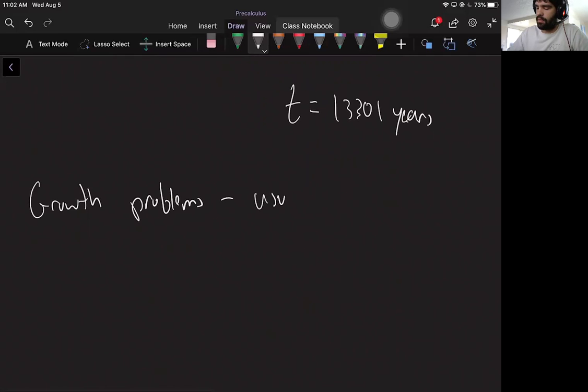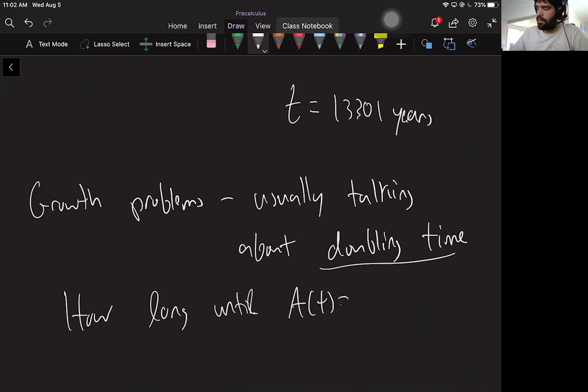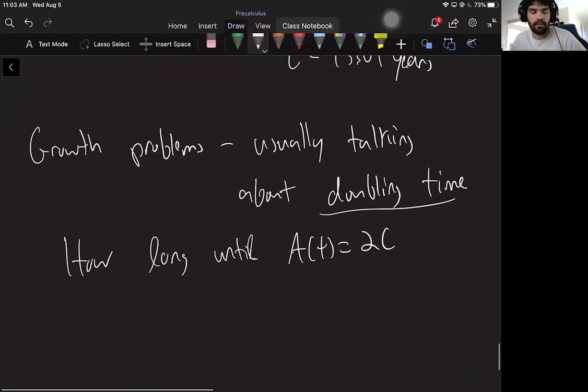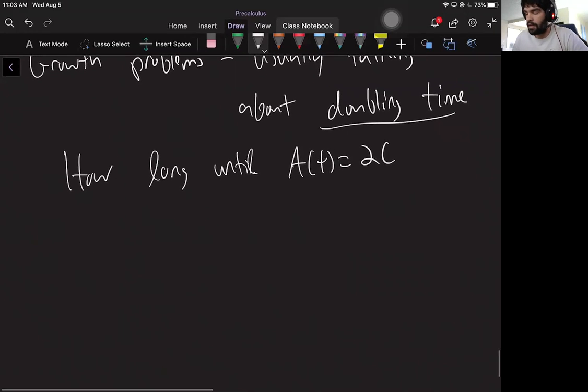usually you're going to be talking about something called doubling time. Which is similar to half-life, but it's really how long until there's double. Which means how long until this amount on the left is actually 2 times the initial instead of 1/2 of the initial, because things are growing instead of shrinking. It should be going up to double as opposed to going down to half.